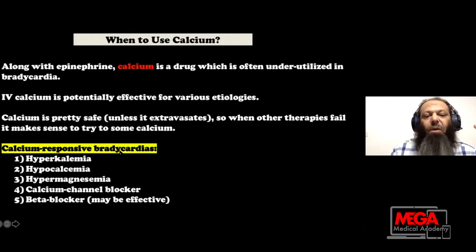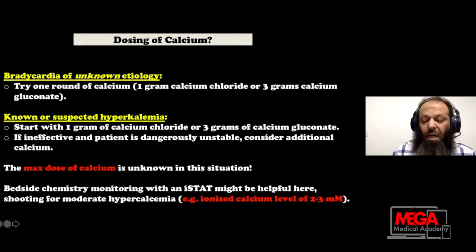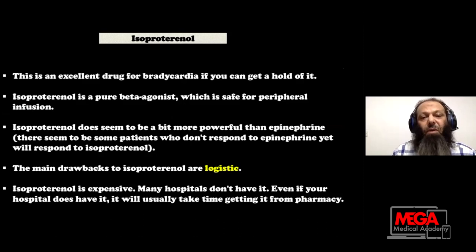What about calcium gluconate? Yes, calcium gluconate is underestimated or underutilized in ICU patients for bradycardia. What are the usual indications in ICU? We call it calcium-responsive bradycardia. Give calcium usually with hyperkalemia, hypocalcemia, hypermagnesemia, calcium channel blocker toxicity, and beta blocker toxicity occasionally. For dopamine and isoprenaline, I will not go through.